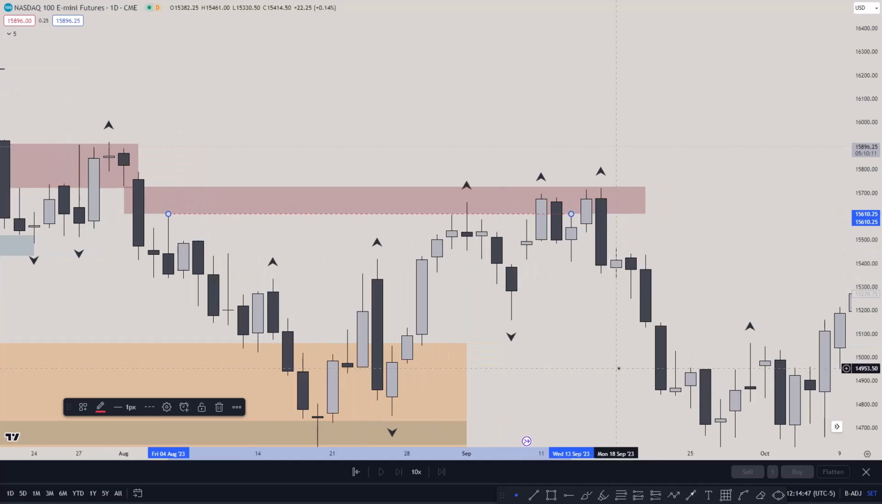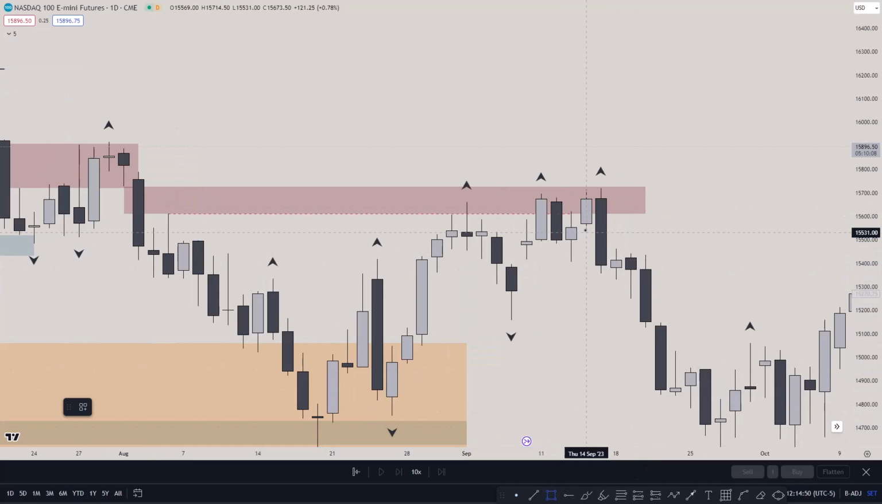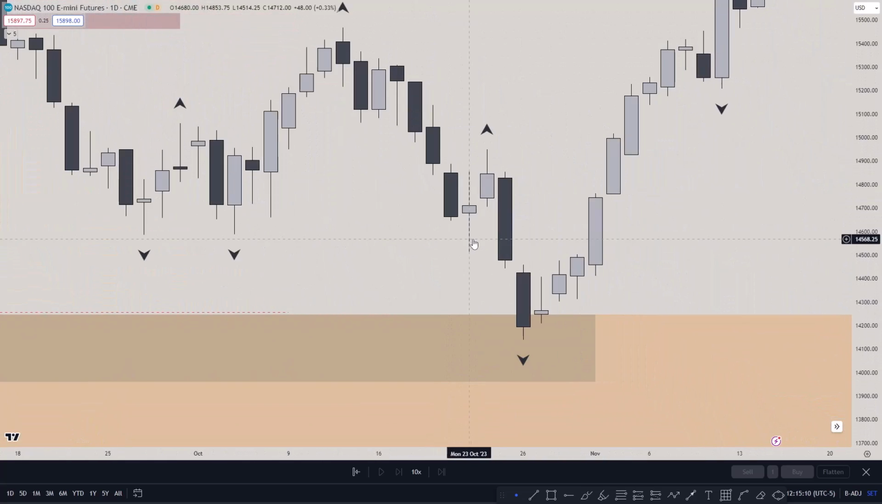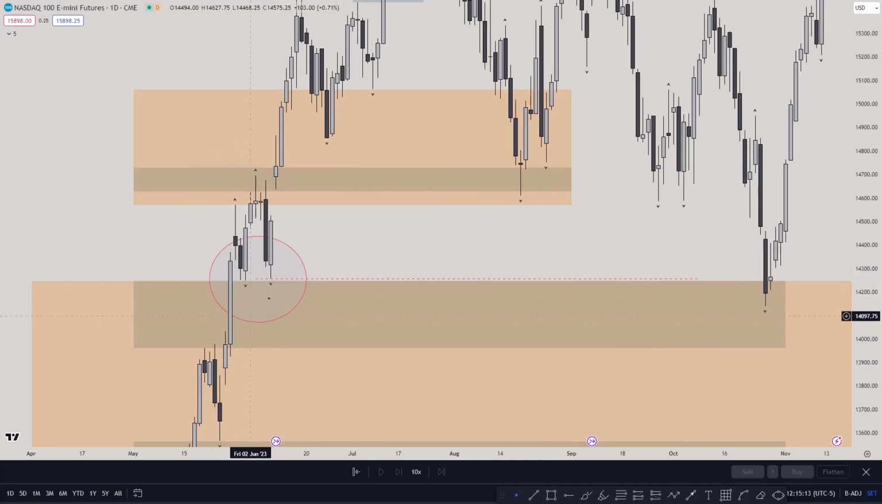Price did not close. Now this is also a high probability fair value gap, but it did not get filled. This one. Why? Because we had price respecting another fair value gap, creating another fair value gap. So this is a high probability one. Now we go here, the same thing. We had this big fair value gap.